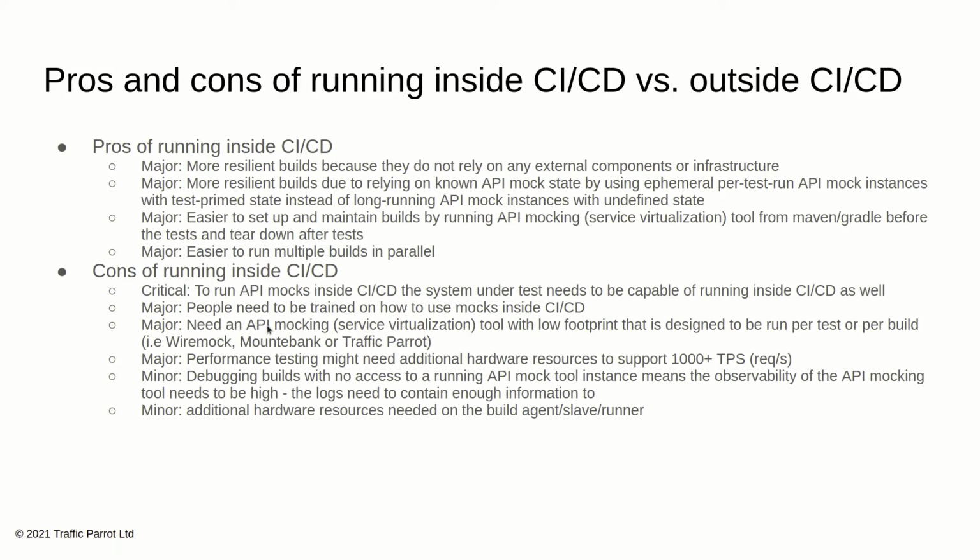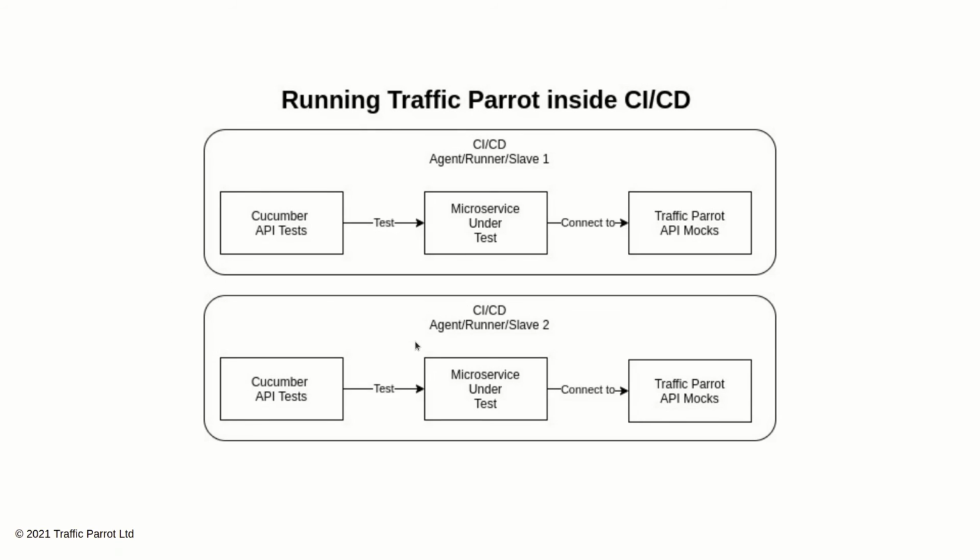In order to be able to run that API mocking or service virtualization tool inside CI/CD, you need a low footprint tool that's designed to be run per test build. For example, open source WireMock, Mountebank, or commercial Traffic Parrot. So imagine this tool needs to have a low footprint, let's say 200 megabytes of RAM, 100 megabytes of disk, and not gigabytes of RAM and gigabytes of disk usage, because these agents are typically not capable of running those types of configurations.